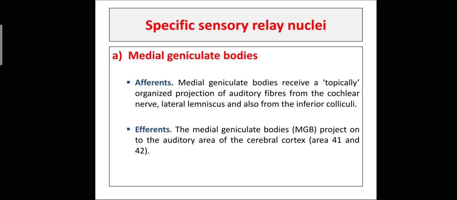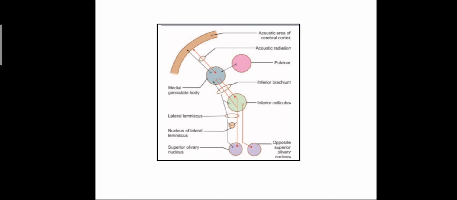Afferent: the medial geniculate body receives the topographically organized projection of the auditory fibers from the cochlear nerve, lateral lemniscus, and also from the inferior colliculi. Efferent: the medial geniculate body projects onto the auditory area of the cerebral cortex, area number 41 and 42. So these are the afferent connection to the medial geniculate body and efferent connection to the auditory cortex: acoustic radiation, acoustic area of cerebral cortex.